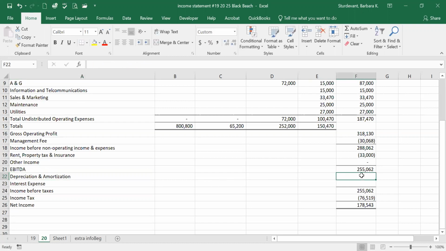Okay, so what do we got here? Depreciation of how much? 40,000. Okay, and then amortization was what? 5,000. Okay, so we have a total of 45.